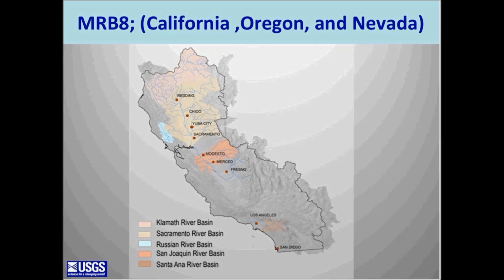Okay, so this map just shows you our area. It covers most of California, a little bit of Oregon, just basically the Klamath Basin, and a little bit of Nevada. I'm showing here some of the basins that we're working with, just for reference. So we have the Klamath River Basin, Sacramento River Basin, Russian River, San Joaquin River Basin, and Santa Ana River Basin.